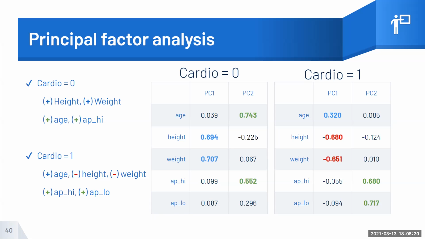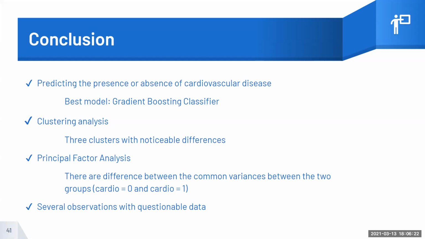All in all, for predicting the presence or absence of cardiovascular disease, the best model we found was gradient boosting classifier. For clustering analysis, we found that there are 3 clusters with noticeable differences. And for principal factor analysis, there are differences between the common variances between the 2 groups when cardio equals 0 and cardio equals 1. However, there are several things to note.